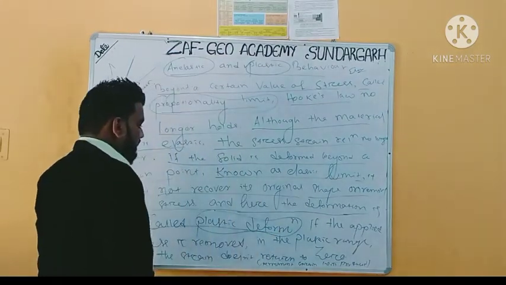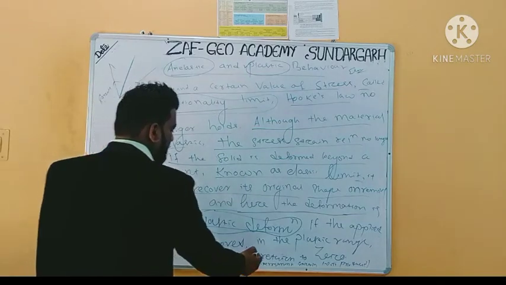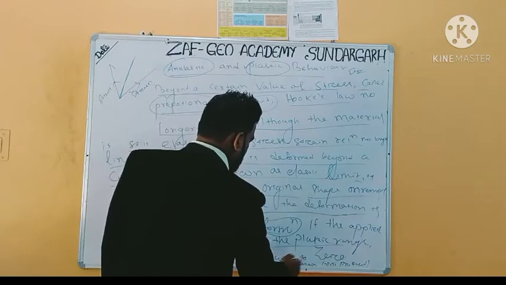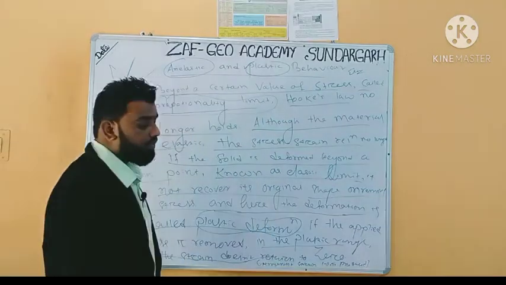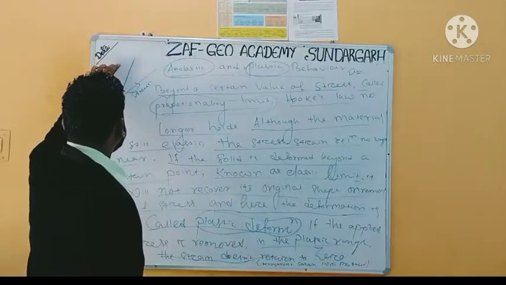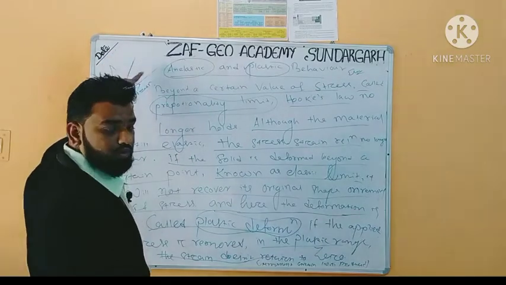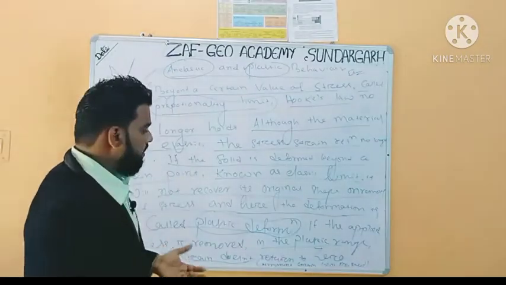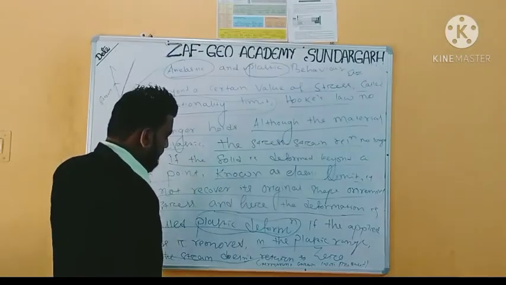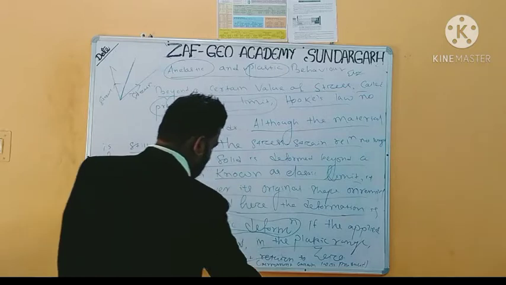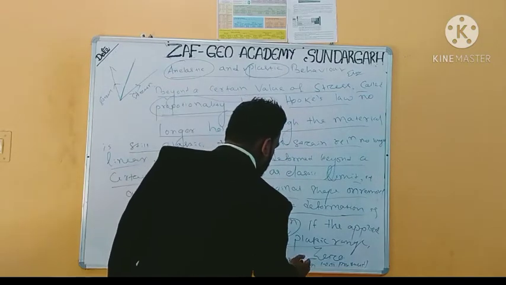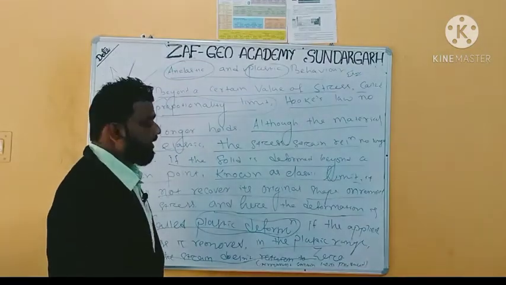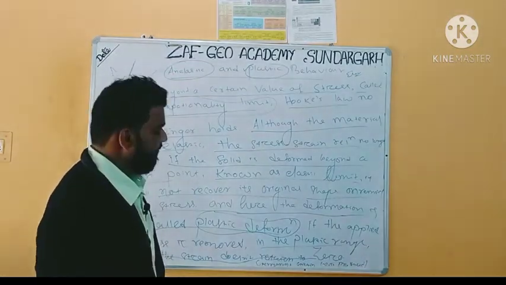Okay. If the applied stress is removed in the plastic range, the strain value will not return to zero. In the elastic case, when the stress is removed, the strain value returns to zero. But in the case of plastic material, the strain will not be zero, and permanent strain will be produced. So take a screenshot and note down these important points.